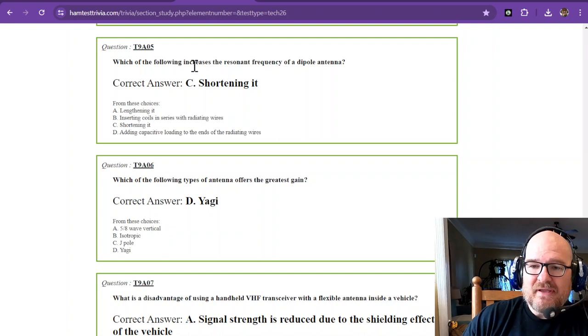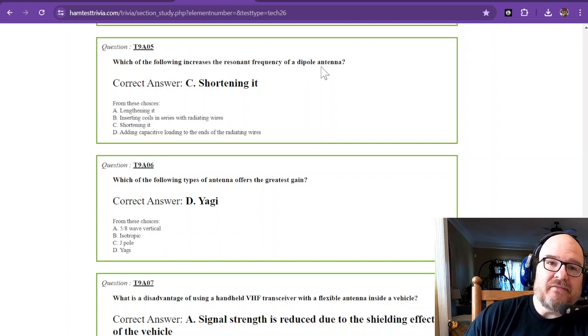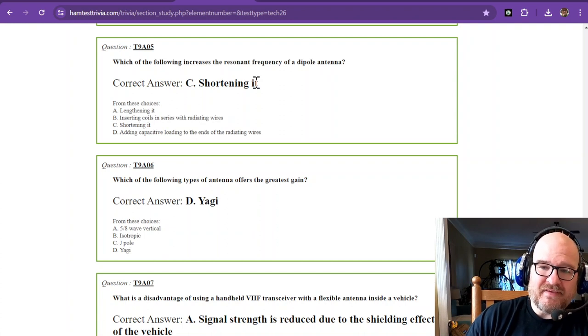Which of the following increases the resonant frequency of a dipole antenna? Think of it like this: the longer the antenna, the longer the wavelength. The longer the wavelength, the lower the frequency. So if you shorten your antenna, you're raising or increasing that resonant frequency.